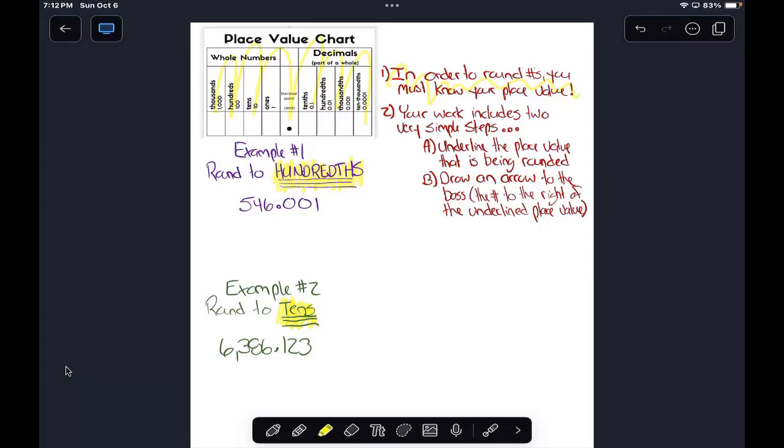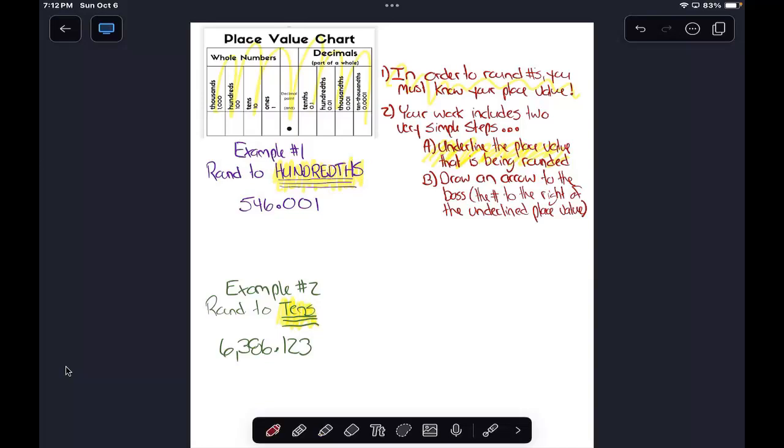Number two, when rounding in our class or in fifth grade, you must show your work, and showing your work involves two really easy steps. Step number one, you must underline the place value that is being rounded. You'll see an example of this in a moment. Step two, you must draw an arrow to the boss, the number to the right of the underlined place value. So those are the two ways you'll show your work. And then obviously the third thing will be giving your answer.